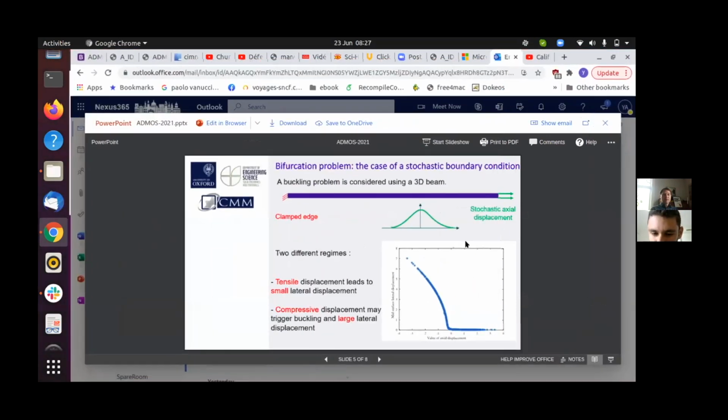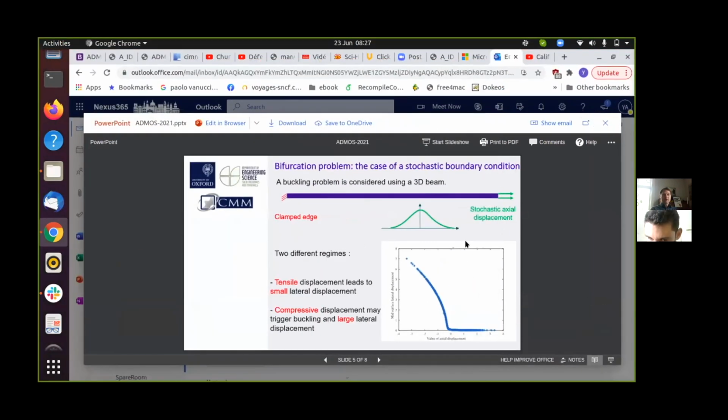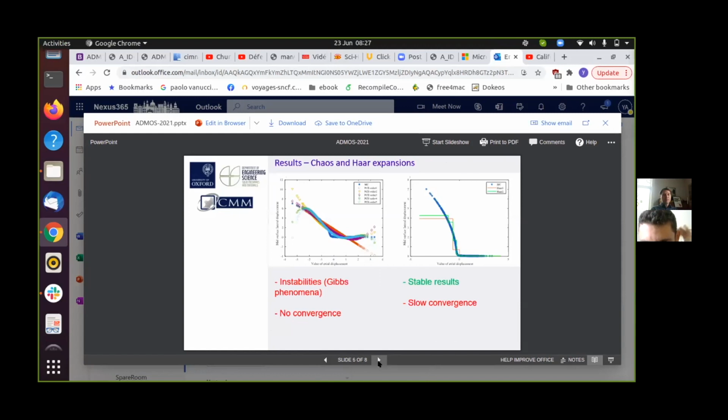Could you comment on the number of queries to the model that are needed to achieve a good probabilistic description of the output? Could you repeat the question, please? Yes. Could you comment on the number of queries, I assume evaluations of the model, that are needed to achieve a good probabilistic description of the output?